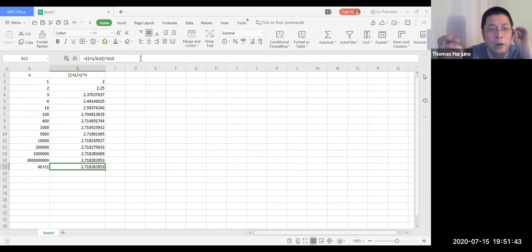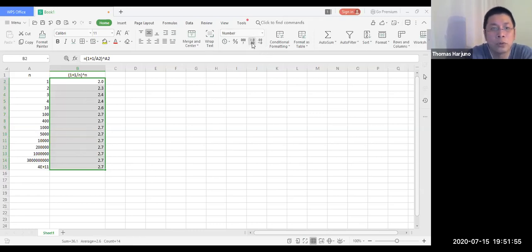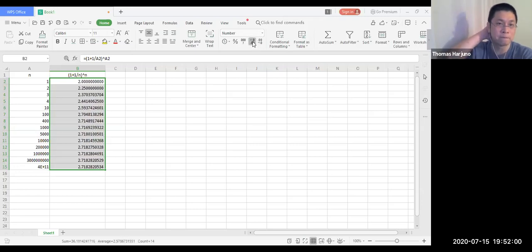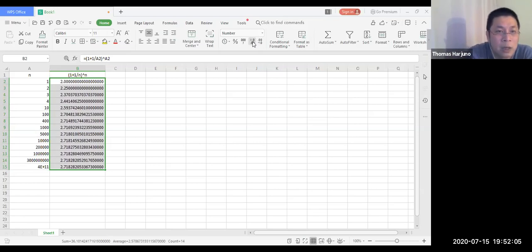You see, even though n is already 400 billion, the number doesn't change yet. Now, if I want to make it more sensitive, I increase the number of decimal places. It is consistent that the first 5 decimal places are given. In fact, this is accurate to 8 decimal places. If you go on further, then it gets more sensitive.